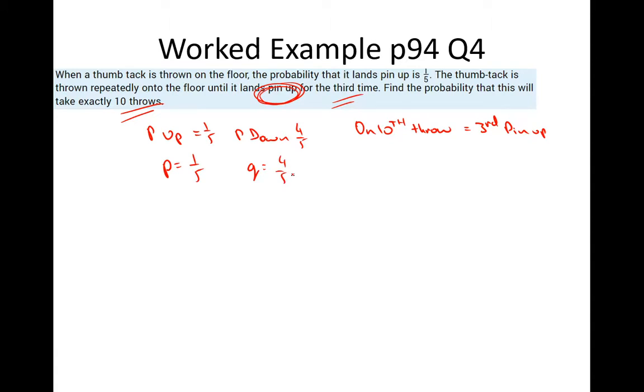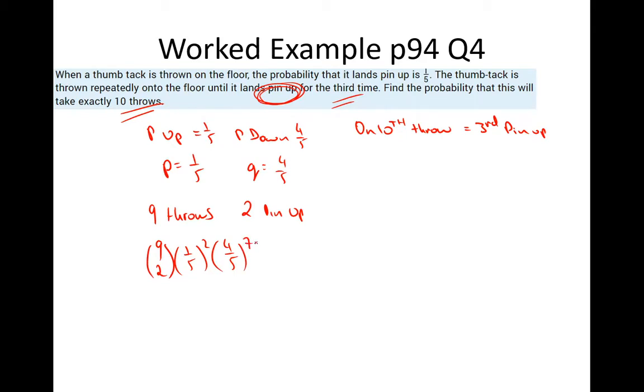Just to give them the proper notation, P is always the probability of success, Q is always the probability of failure. So what do we want to do? If the 3rd pin up has to occur in the 10th throw, then there will be 9 throws in which I want to get 2 pin ups. Okay, so therefore 9C2, because the pin up is my success, probability of success is a 5th, raised to the power of 2. The probability of failure is 4 over 5 raised to the power of 7.